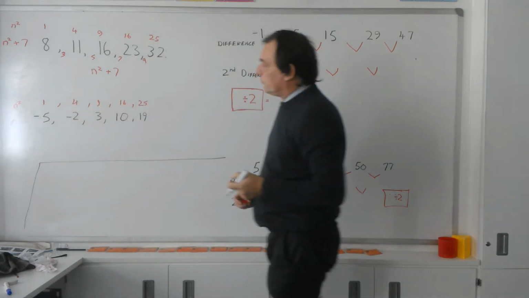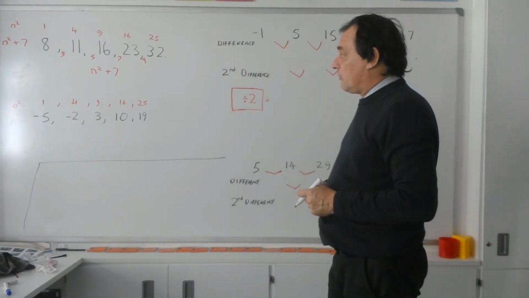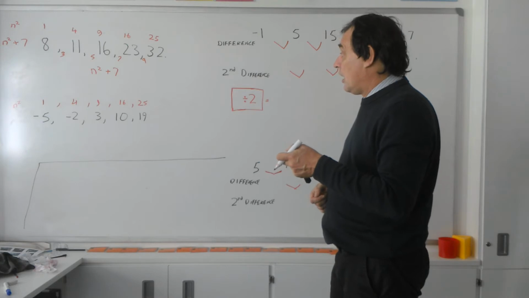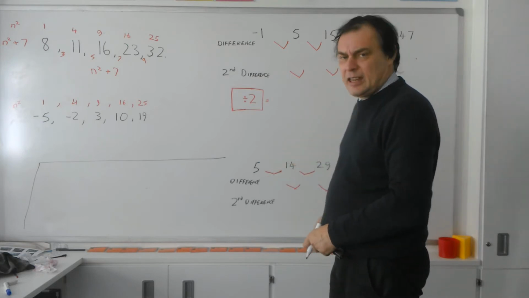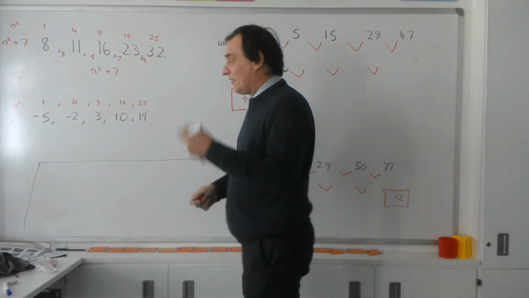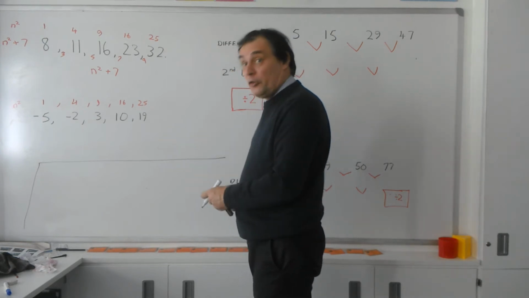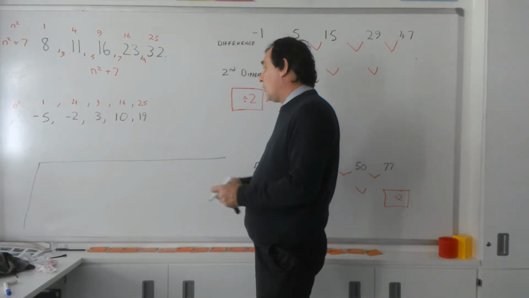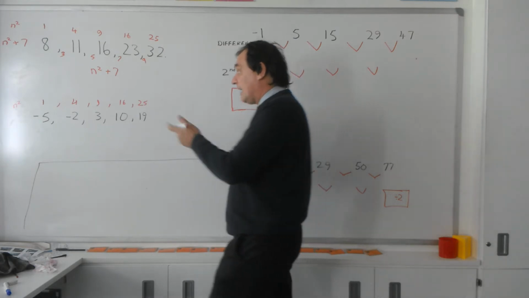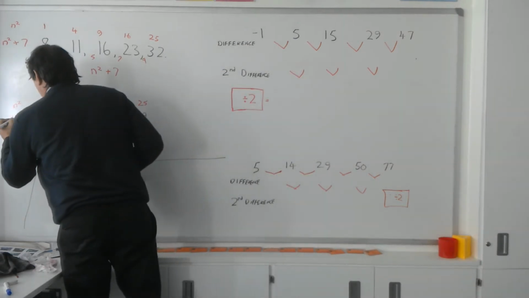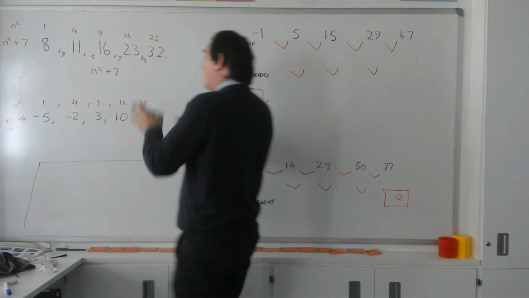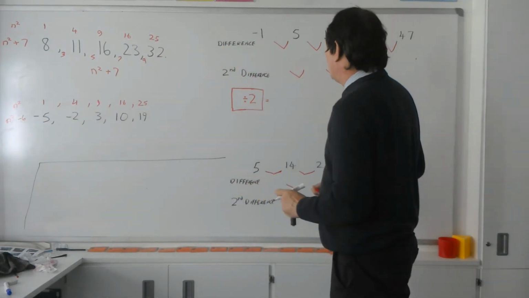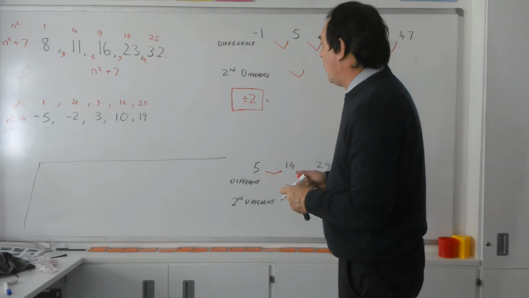Does it work? 1 to 5, I'm adding 6. 4 to minus 2, I'm adding 6. Not adding 6, am I? I'm taking away 6. 1 to minus 5, I'm taking away 6. 4 to minus 2, I'm also taking away 6. 9 to 3, take away 6, 16, and so on. Yes, it does work. So that would be n squared minus 6. So that's one way of doing it. Always try that first of all, because you might have a shortcut and save yourself a lot of work.